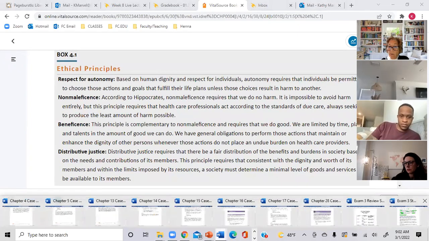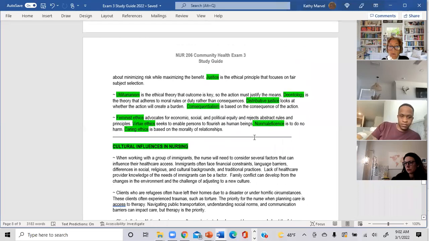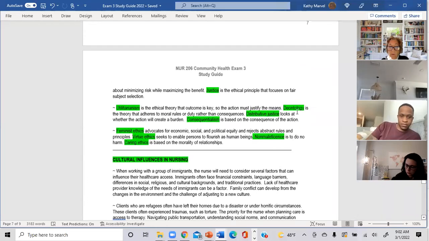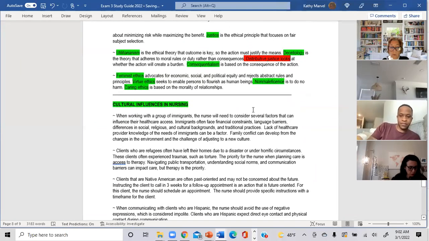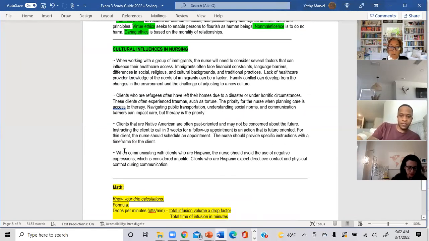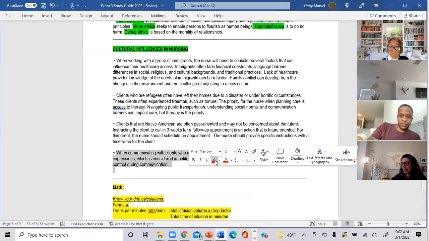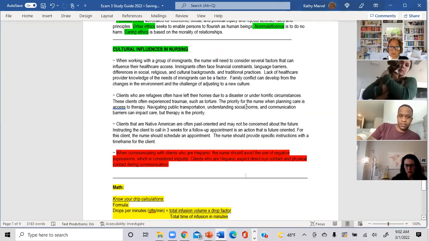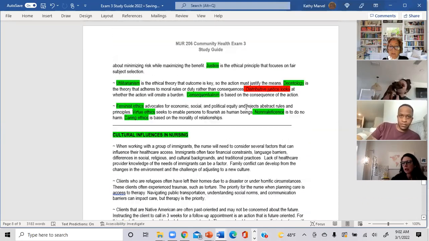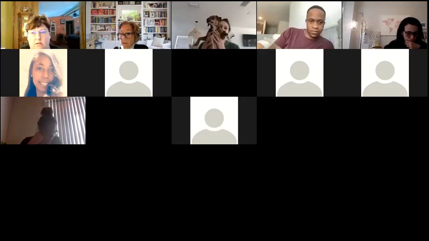Danielle, real quick, what did you need to point out on the study guide? It was in the cultural influences in nursing, the very last bullet point on the study guide, that clients who are Hispanic expect direct eye contact. And in the book it had something different. I just highlighted it. Yeah, I'll take a look at that. Okay, a lot of information.